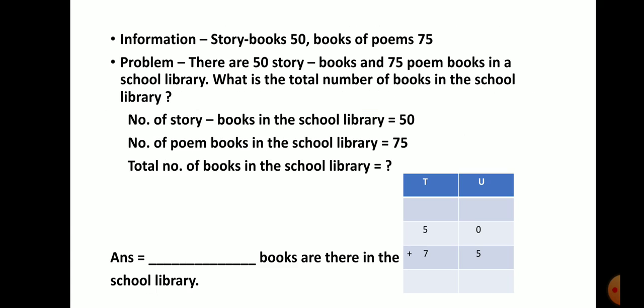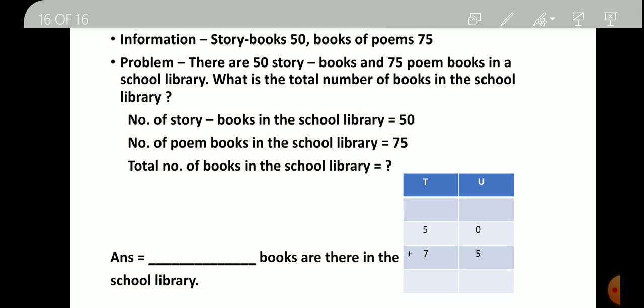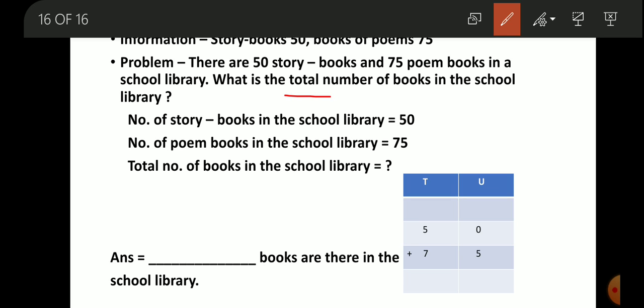Okay boys, I'll show you in the next sum. Storybooks 50, books of poems 75. Now there are 50 story books and 75 poem books in a school library. What is the total number of books in the school library? Okay, this is the question formed with the help of the information given. Now here, instead of altogether, put total number. Okay, this indicates it is an addition problem.